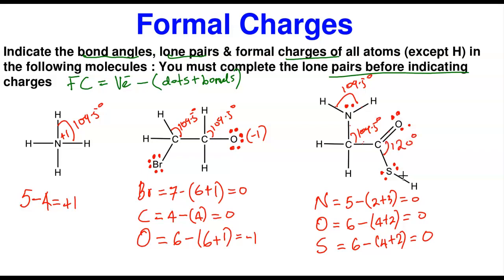Here, how many attachments do we have? The lone pairs count as attachments. Remember, this is 1. Let me count this one now. This is 1 attachment. This is 2 attachments. This is 3. And this is 4. So there are 4 attachments here. Therefore, the bond angle here is going to give us 109.5 degrees.